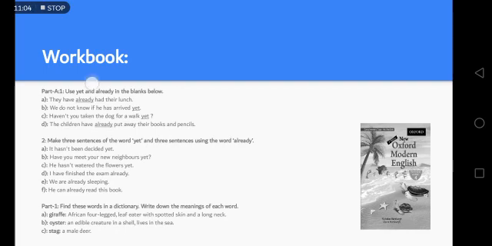Next is workbook activity. Part A, use yet and already in the blanks below. Fine. And for the second question, make 3 sentences using the word yet and 3 sentences using the word already. And then for the next activity, find these words in the dictionary. Write down the meanings of each word. Okay, for this activity, you have to use a dictionary. Fine. A is giraffe, B is oyster, C is stag.